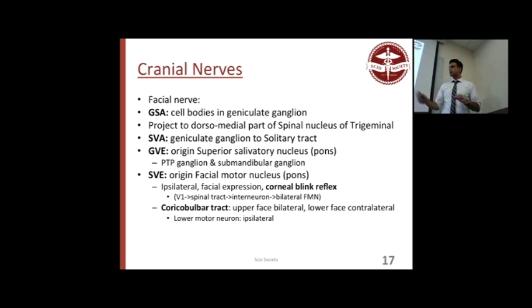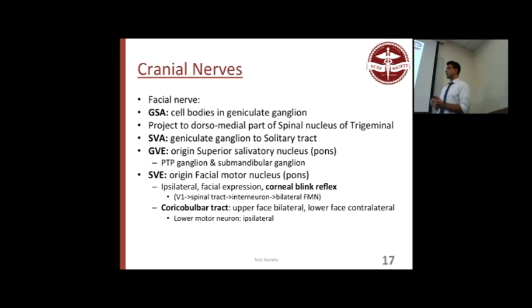All taste goes to nucleus solitarius for every nerve. That's important. Basically, all special visceral afferent goes back to your solitary tract, from 7, 9, 10. So just an easy way to remember that: all special visceral afferent from 7, 9, 10 will go to your solitary tract. And that special visceral afferent is mostly taste.